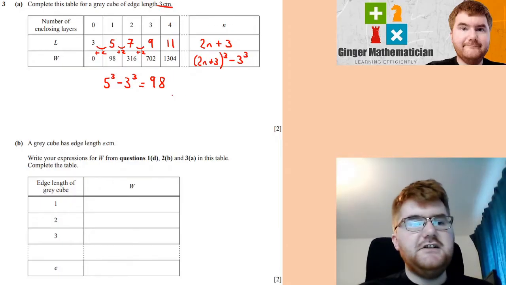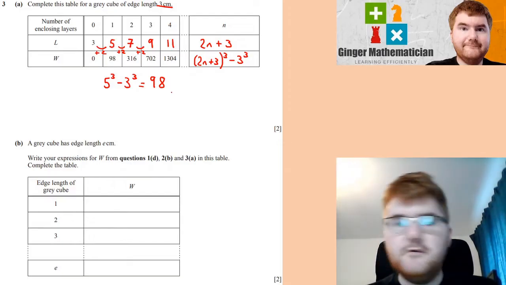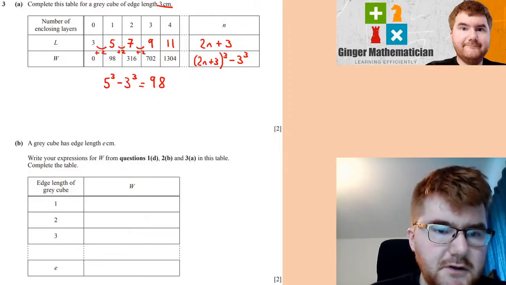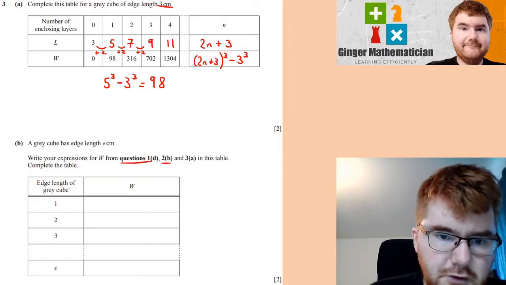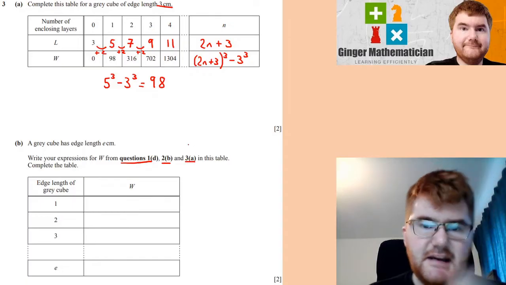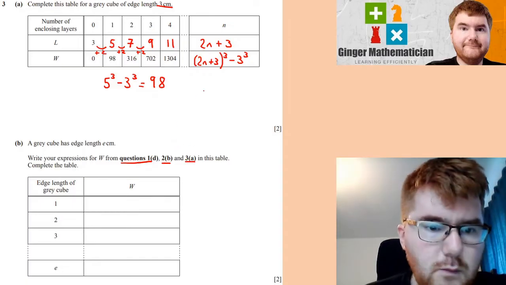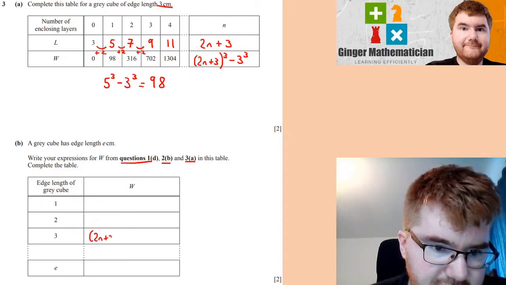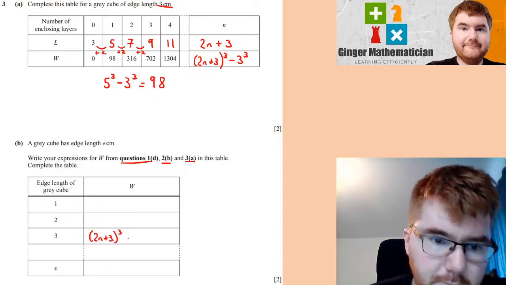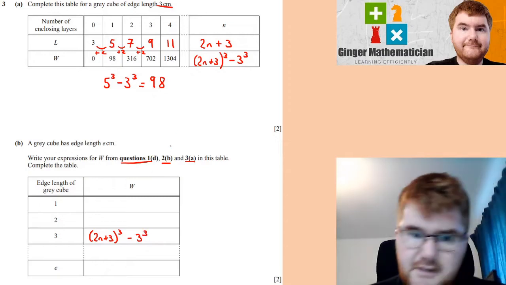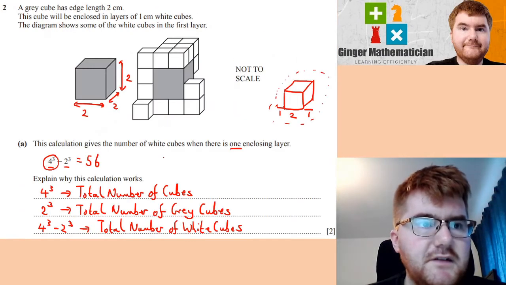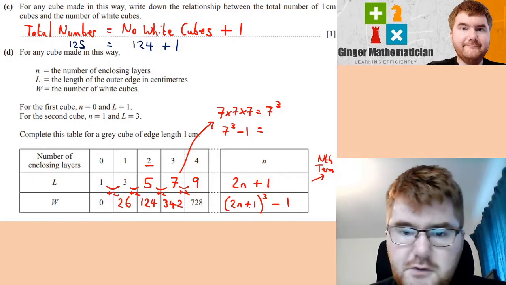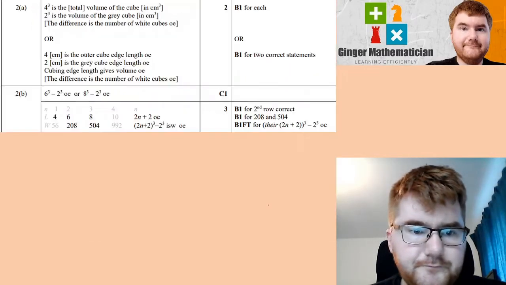And at this stage, this is where we're going to bring lots of what we've already done into the table below. So we're going to write down our expressions for W from questions 1D, 2B, and 3A into the table. So 3A, we got W to be this, so let's pop that in. So we've got 2n plus 3 all cubed minus 3 cubed. Let's go back to 1D and pop that in. So 1D, let's remind ourselves, was this expression. So 2n plus 1 all cubed minus 1.